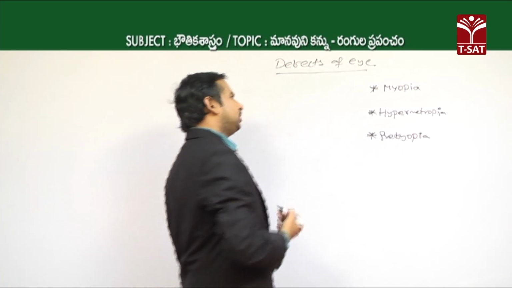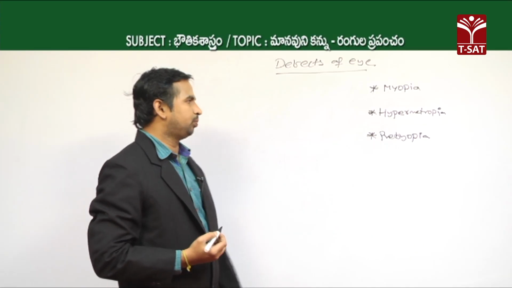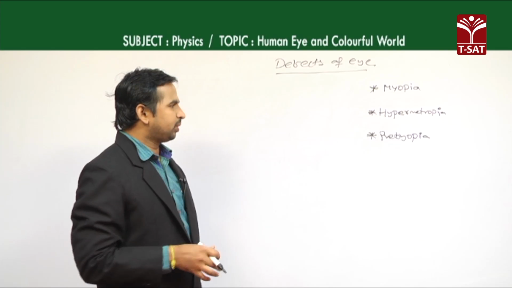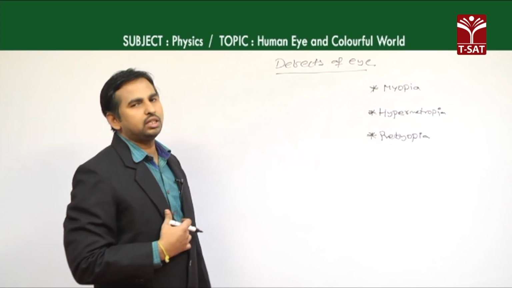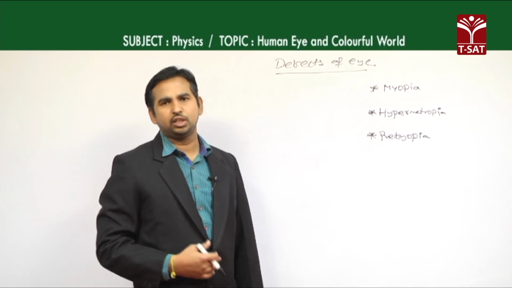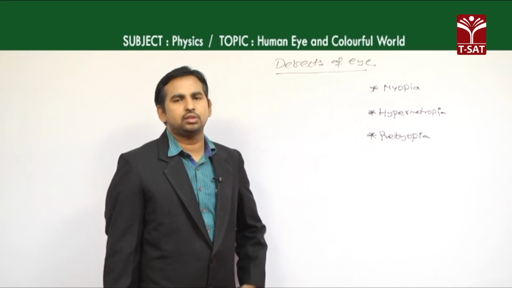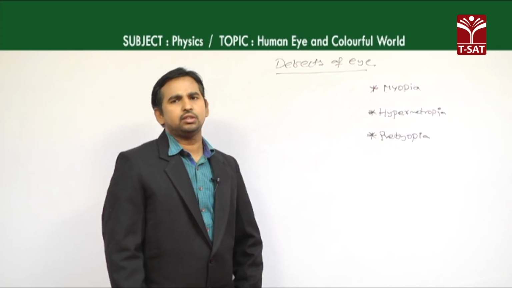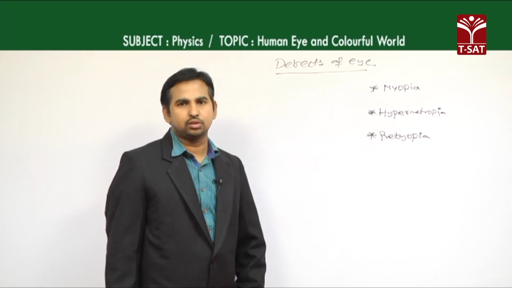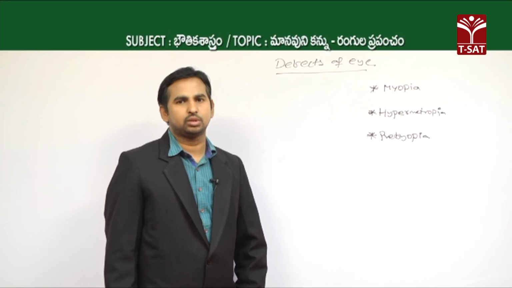Okay. So, these are the three defects we have: myopia, hypermetropia, and presbyopia. In all three cases, the defect of the eye is caused by the failure of the ciliary muscles. As we discussed earlier, these ciliary muscles adjust the focal length of the eye lens to a maximum of 2.5 and a minimum of 2.27.